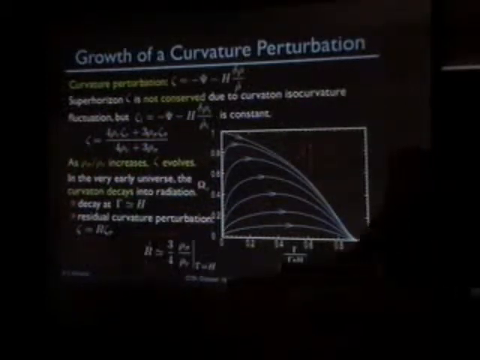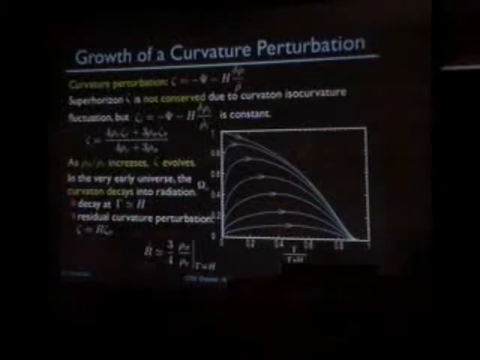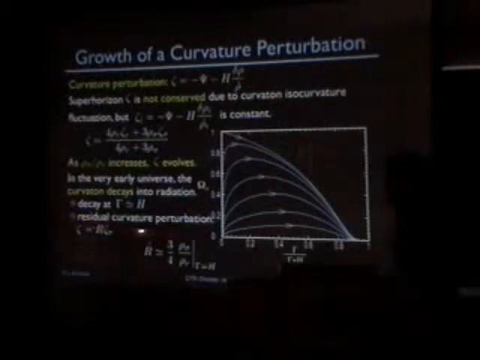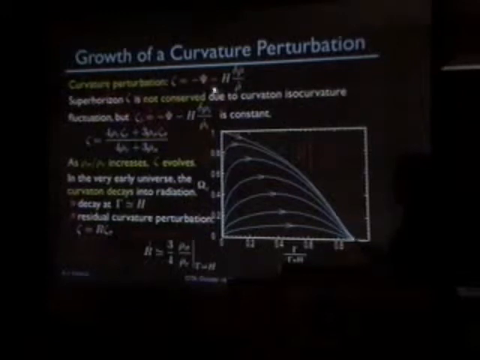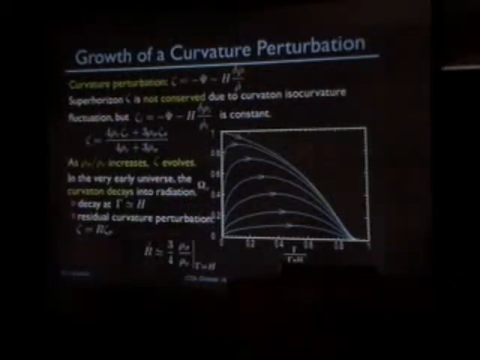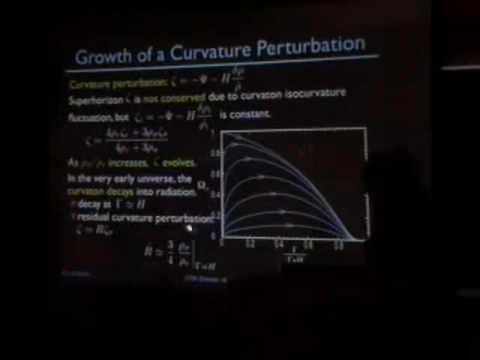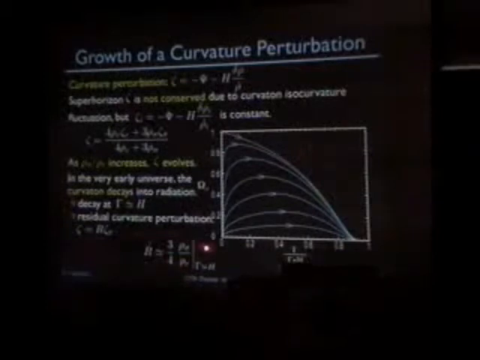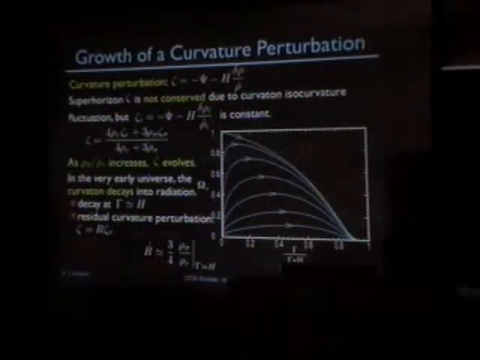Now, eventually, in the very early universe, the curvaton is postulated to decay. And the residual curvature perturbation it leaves behind is equal to some parameter r times the initial zeta on slices of uniform curvaton density. This new parameter r is basically just 3/4 of the energy density of the curvaton over the energy density of radiation, evaluated at the time of decay.